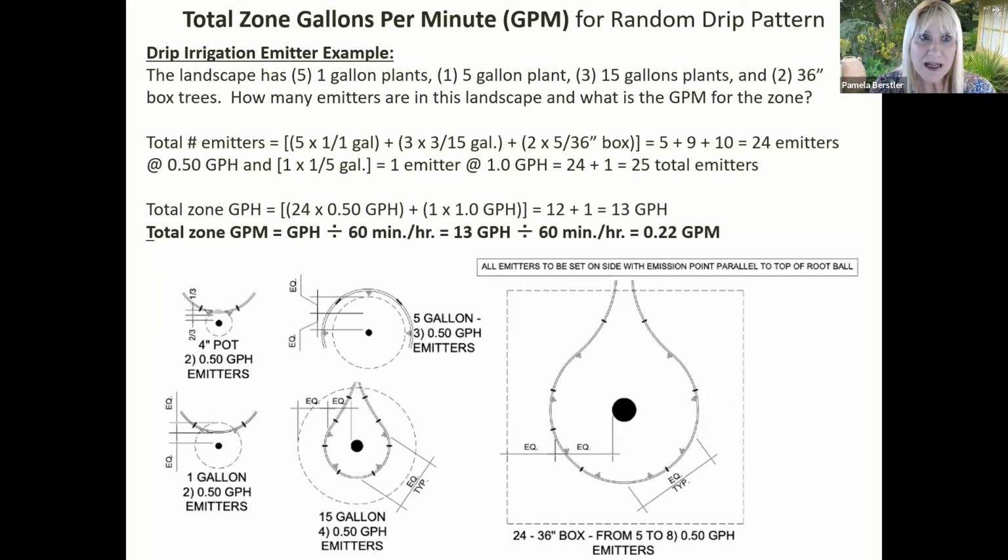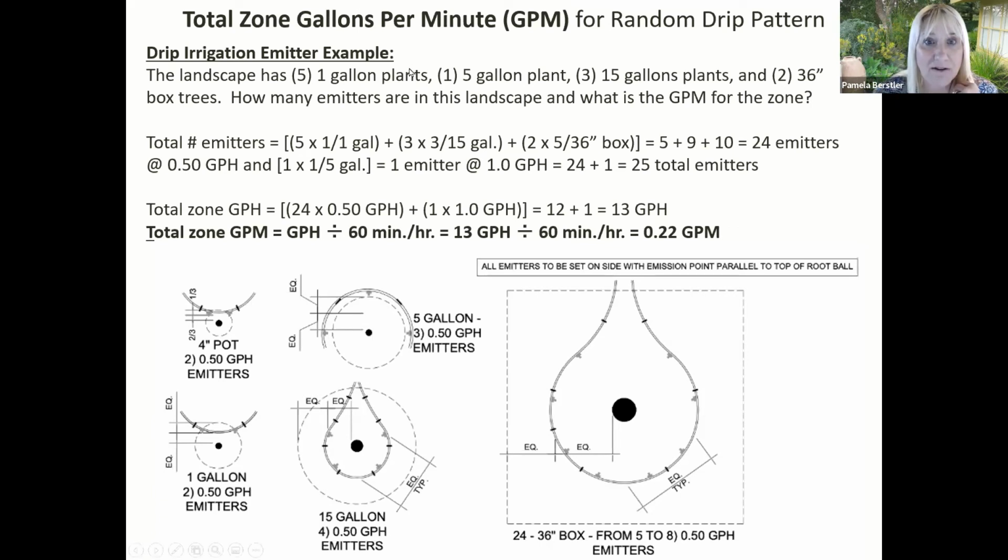So here we have a landscape that has a bunch of different plants, and each plant is going to get a different number of emitters around it. So like a 5 gallon is going to get 3 emitters, but a 15 gallon is going to get like 5 emitters around it. So what you would be doing to figure out the number of emitters in your landscape is adding up the different plant types and multiplying that by the number of emitters that each of those plants gets.